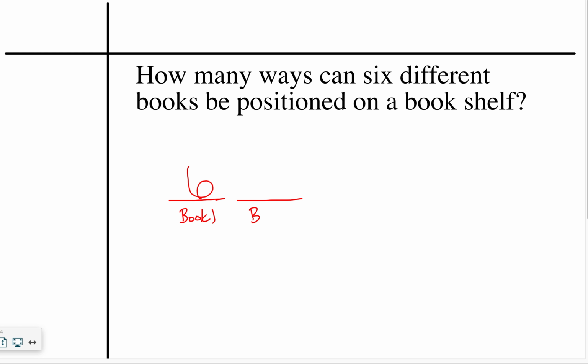Book 2. I have 2 different ways I can look at this problem. However, if I already have a book here, now I only have 5 other options for books to go here because I already put one there. So I only have 4 different options for a book to go here. 3, 2, 1. And I would multiply all of those together. And that would give me my answer.